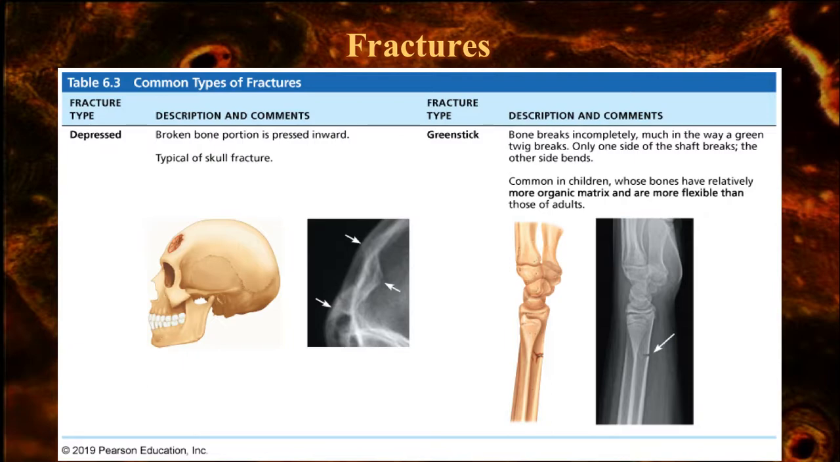And then finally, a greenstick fracture. The bone breaks incompletely, much in the way a green twig breaks. So only one side of the shaft breaks. If I push on my pen like this, it may bend and crack on this side, but stay together on this side, like a stick would when you try to break it. We see this a lot in children, whose bones have more organic matrix and are more flexible than adults'. That flexibility allows this side to bend instead of breaking in two.